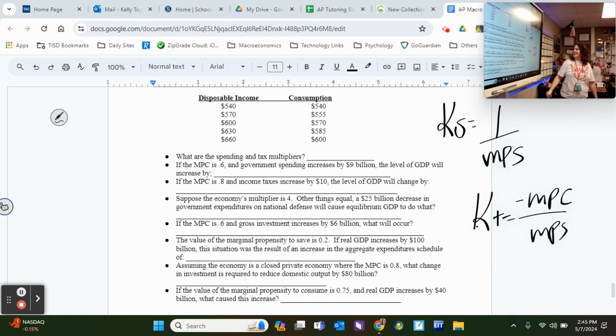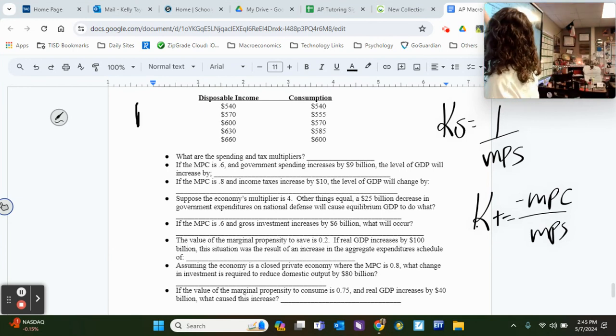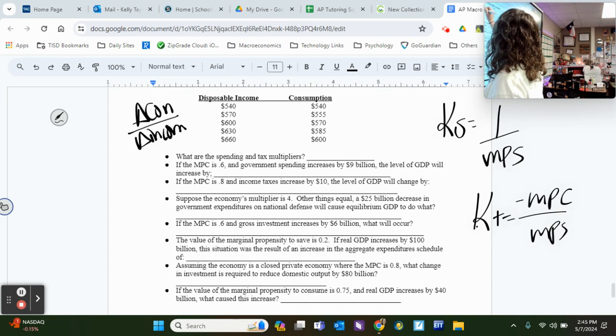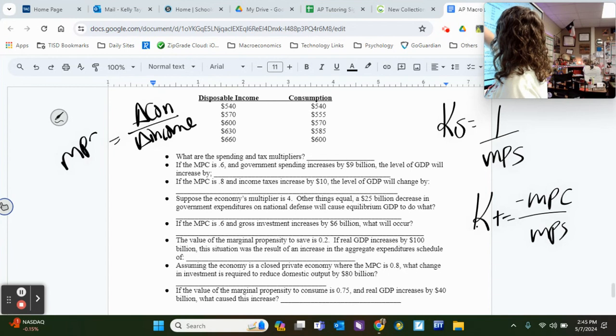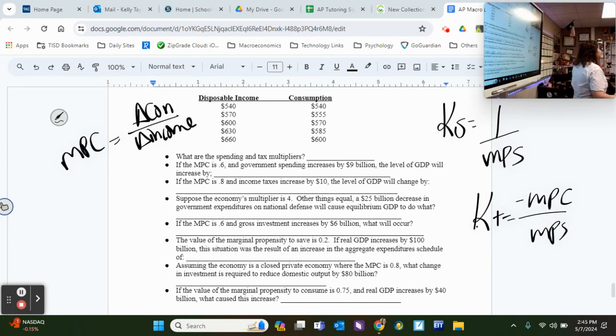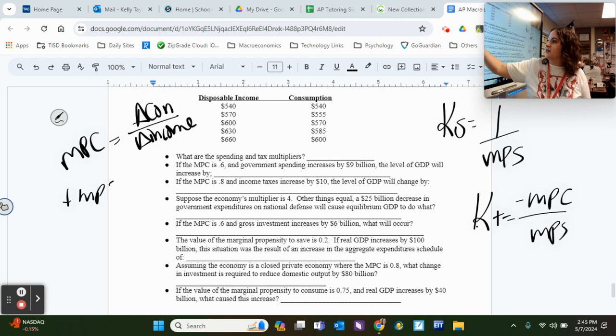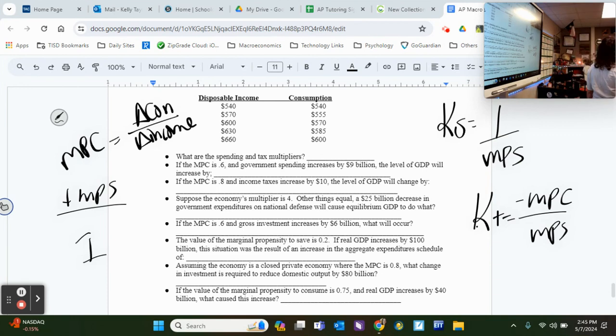Okay. And negative MPC over MPS is the tax multiplier, spending multiplier is 1 over MPS. And then we have all of these incomes and consumptions that are equivalent. Remember, change in consumption over change in income is the equation for MPC. And if you know MPC, you can easily solve for MPS, because MPC plus MPS is equal to 1. So if one is 0.75, the other one's got to be 0.25. If one of them is 0.9, the other one's got to be 0.1.